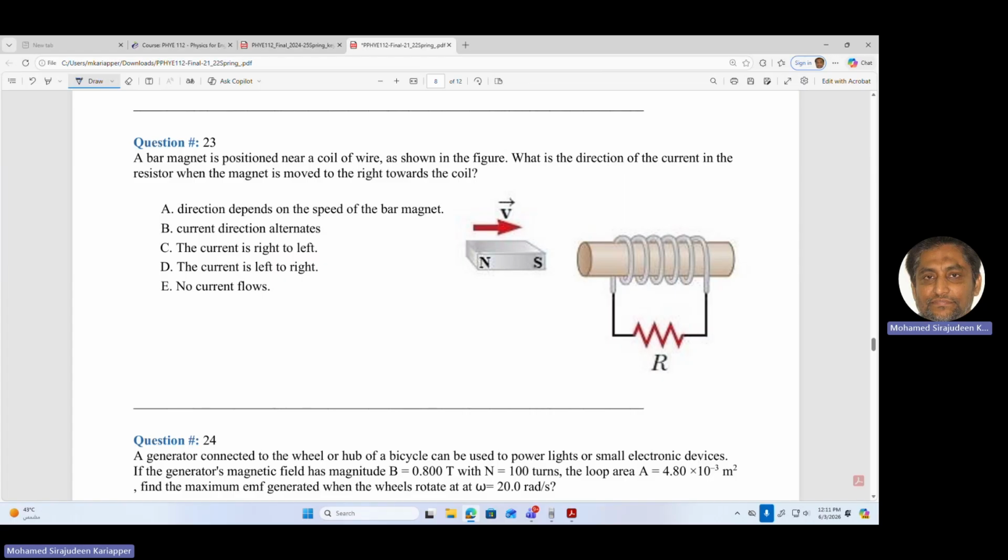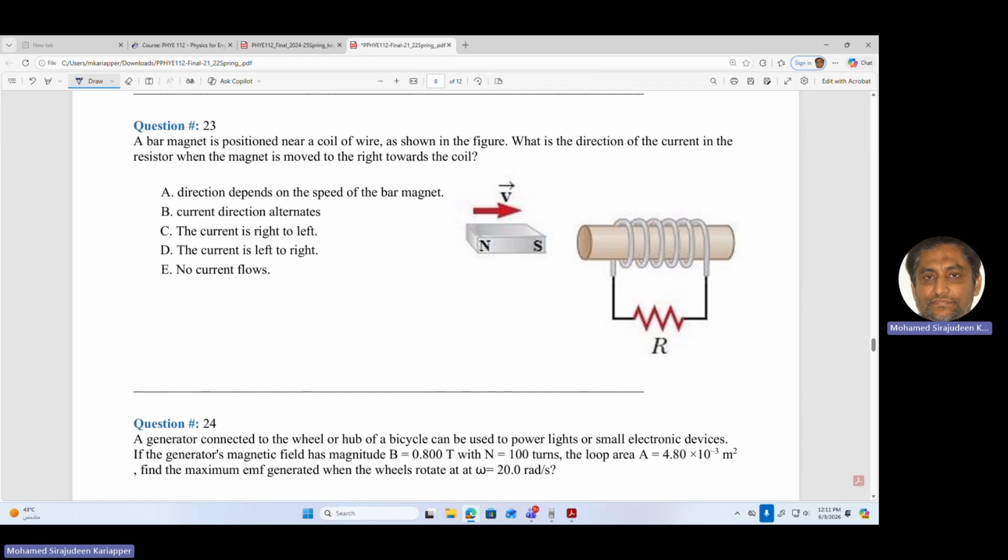When the magnet is here, there will be a certain magnetic field into the coil. When you move it towards the coil, there will be a change in the magnetic field. This is the south pole, so the direction of the magnetic field through the coil will be to the left, right? The magnetic field from the magnet, the external magnetic field, will be to the left. And as you bring it closer, it will become stronger. So this magnetic field will increase in magnitude to the left as you bring it closer.